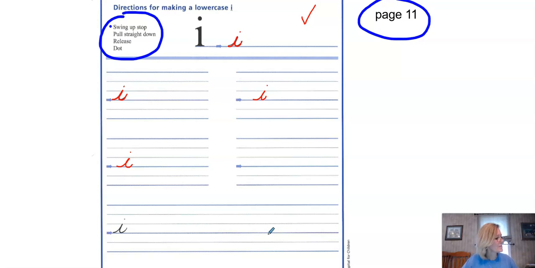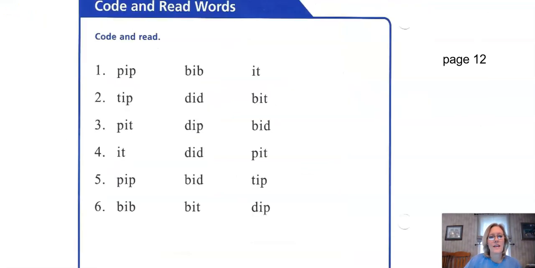Okay. Now, let's turn the page. And we have a code and read that we're going to do together. This is on page 12, so make sure that you're on page 12. And we're going to look at these. We're going to code them first, the whole entire line, and then we're going to practice reading them. So with your pencil, let's go together.